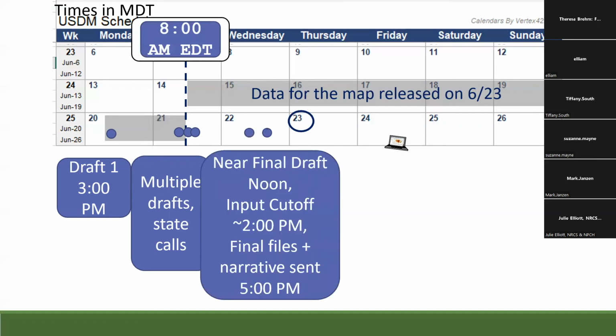On Wednesday, I try to have a near final draft out by noon. The input cutoff that I use, and it's about the same for most authors, is about 2 p.m. On Wednesdays, if we haven't heard anything from a state team before, and especially if they haven't coordinated with surrounding states, and we don't have time to do that, the later in the day it is, those might not get included until the next week, because we have to allow time for that feedback process to work. That's such an important part of what we do as authors.